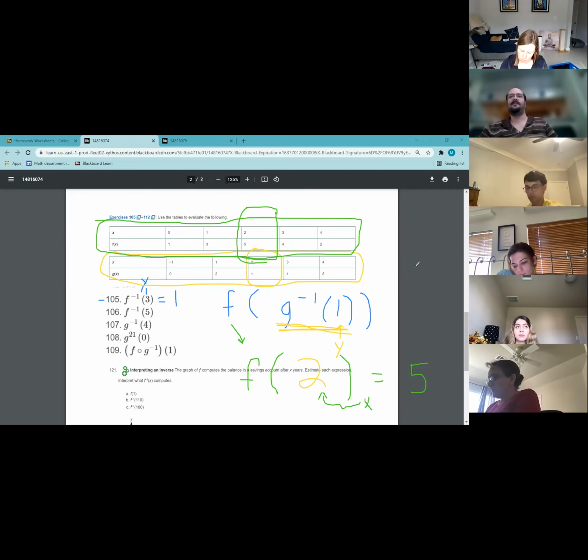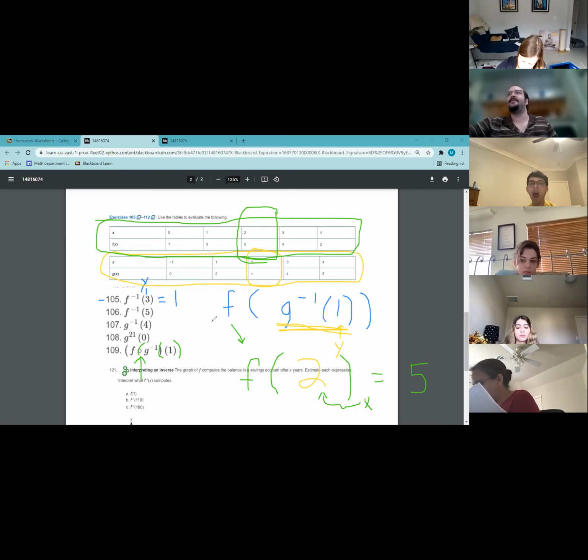Questions about this thing? I'm a little confused about the layout of this function, like with the open circle and exactly what it's asking for. So this is compositions of functions. When we do compositions of functions, we're basically redirecting things. I'm starting with the most inward thing and working my way out. So f of g inverse of 1 should look like f of, and then on the inside we have g inverse of 1.